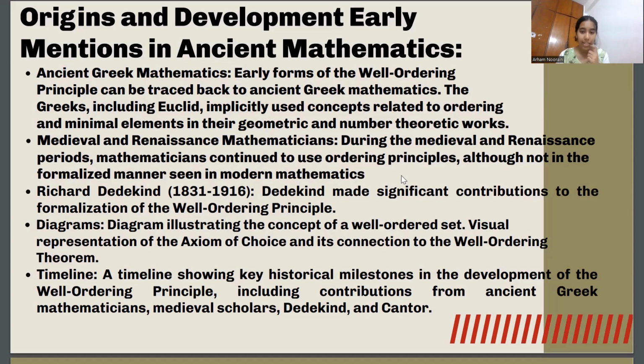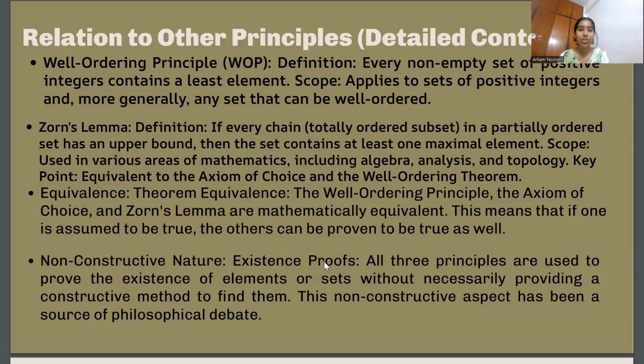Richard Dedekind made significant contributions to the formalization of the well-ordering principle. The diagram illustrating this concept is a well-ordered set, a visual representation of the axiom of choice and its connection to the well-ordering theorem. The timeline shows key historical milestones in the development of mathematics, from medieval scholars to Dedekind and Cantor. The relation to other principles, in detail.